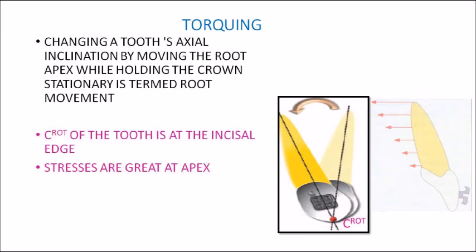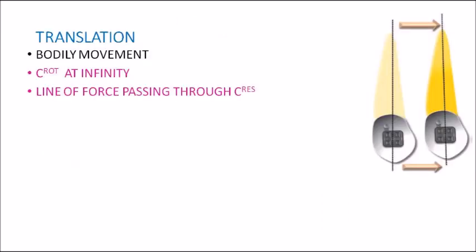So torquing is basically where your root is moving but your crown is remaining stationary, and here the center of rotation is at the incisal edge. So please look at the picture on the left side where the center of rotation is marked. Because only the root is moving, the center of rotation will be located in the crown portion, and it is located at your incisal edge. So we have seen tipping. Tipping is one in which the crown will move in one direction and the root will move in the opposite direction.